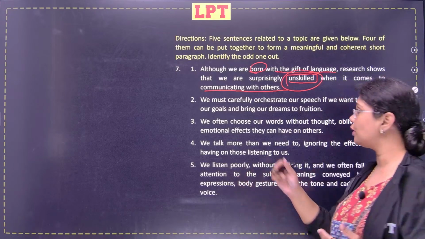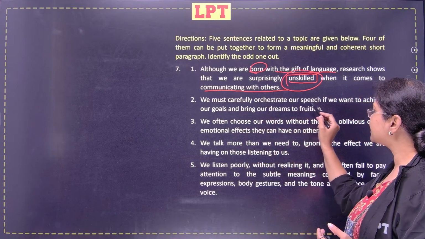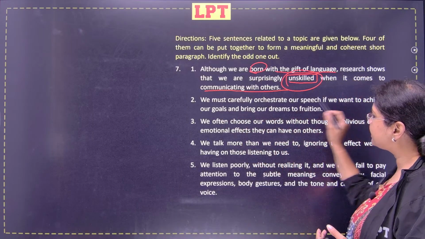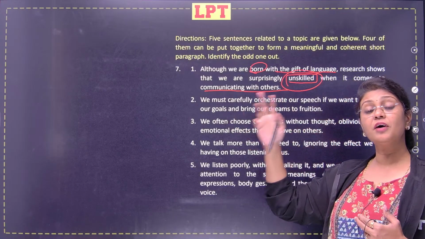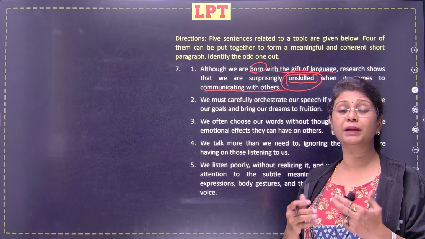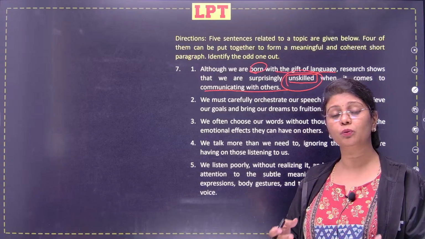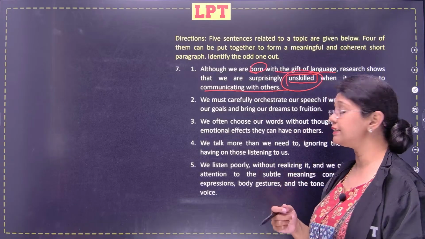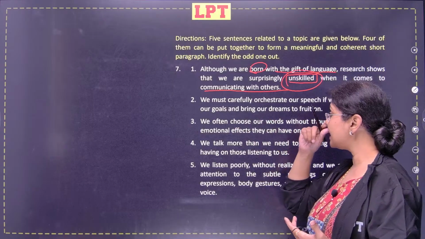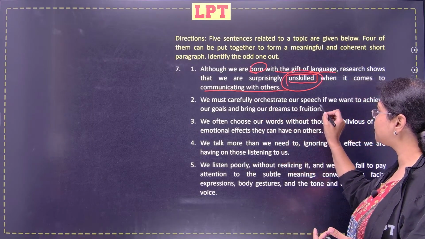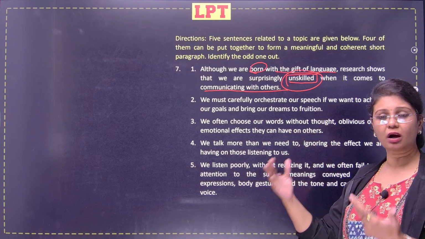Let's look at the second sentence. It says, we must carefully orchestrate our speech if we want to achieve our goals and bring our dreams to fruition. Now, the first sentence was talking about us being born with the gift of language, and yet research shows we are unskilled at communicating. The second says we must carefully orchestrate our speech to achieve our goals. Okay, so it talks about something different.